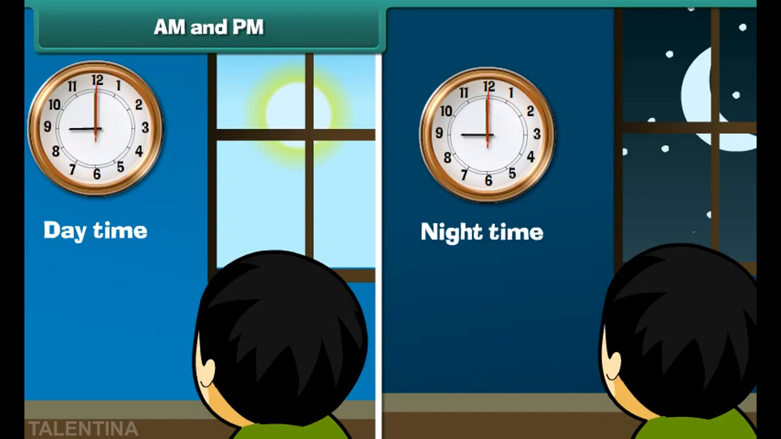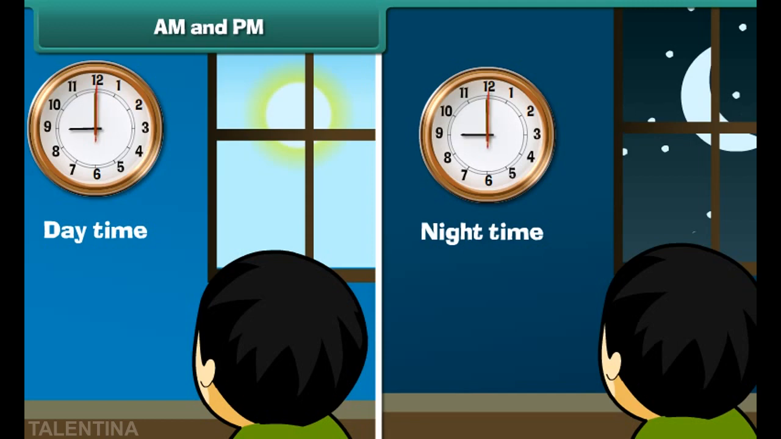Look at these pictures. Both the clocks show 9 o'clock. But do you see any difference in both the pictures? One is daytime and the other is night time. How will you tell which is morning 9 o'clock or evening 9 o'clock?